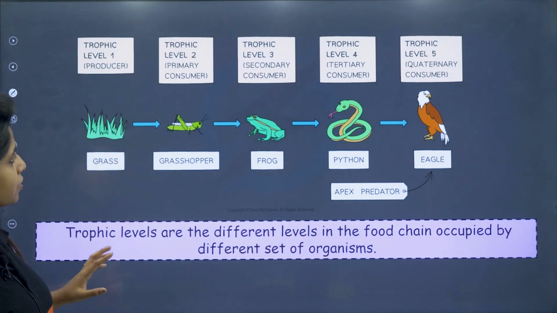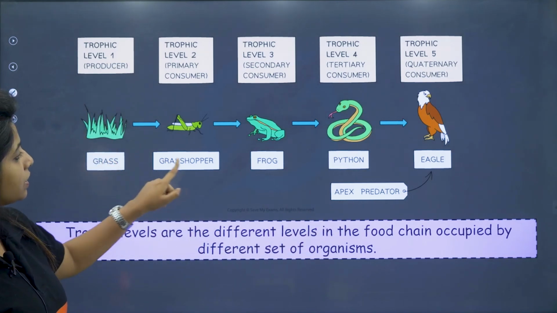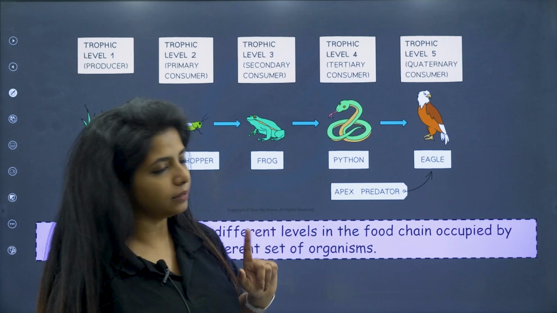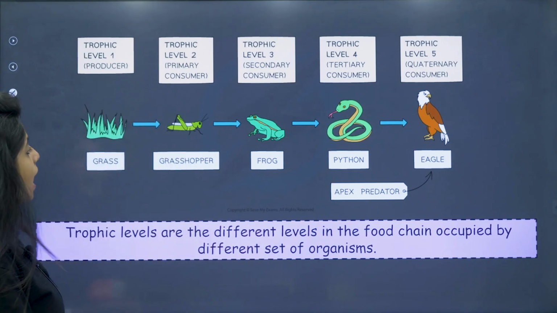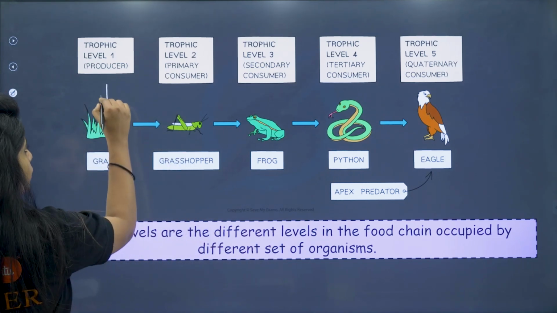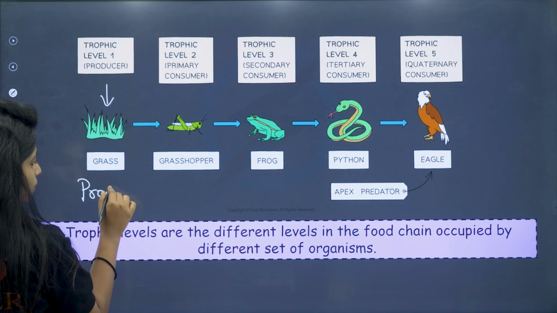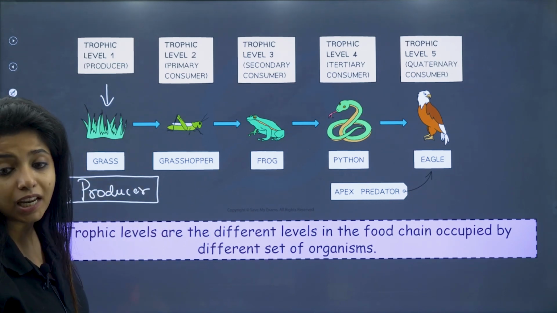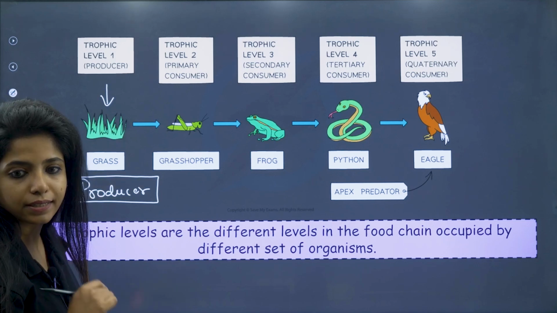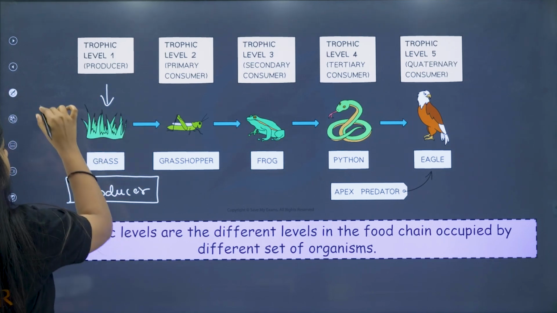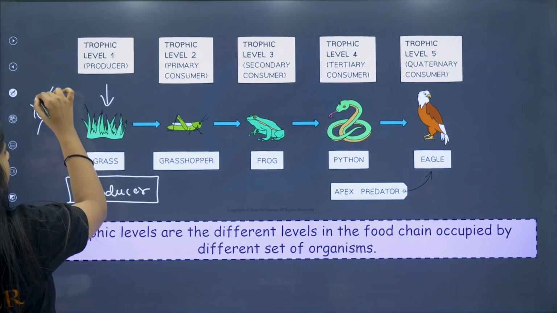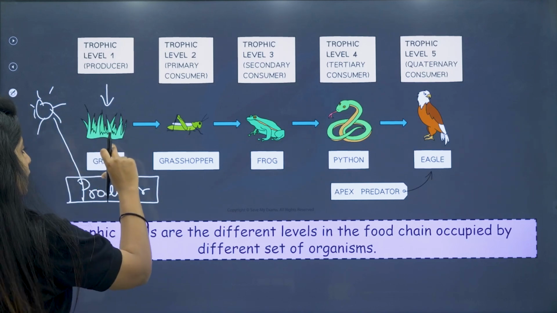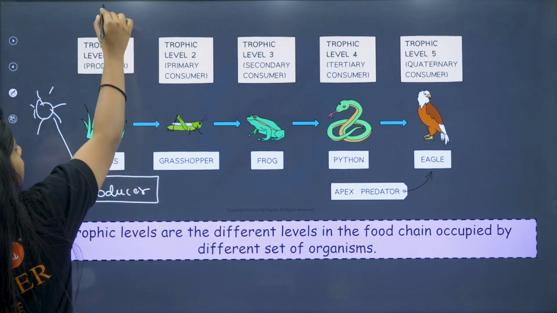Now, this is a set of organisms, and over here I have grass, grasshopper, frog, python and then eagle. Now, children, I have said the first guy who comes in will always be a producer, because this is the only guy that can prepare its own food. Rest all of the guys are dependent. It prepares its own food with the help of the Sun's energy or chemical energy. So, the first guy, I will say, is the first level.